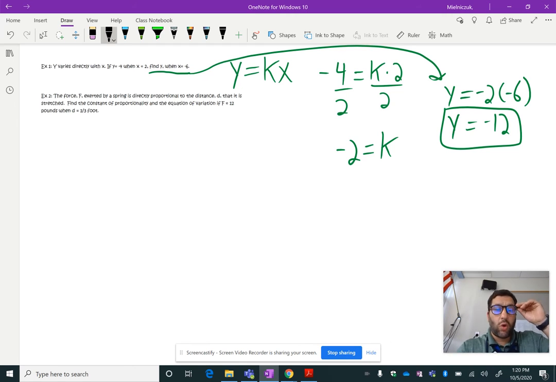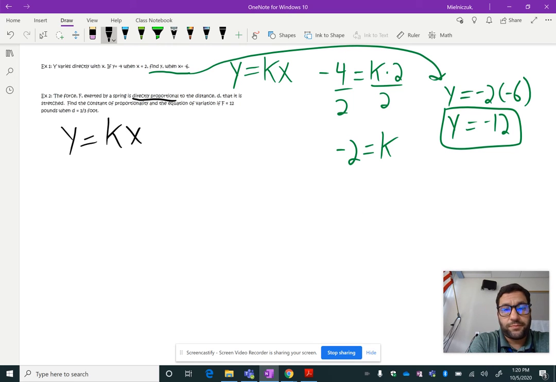So the first thing is don't get scared by the words. Constant of proportionality and the equation of variation are just all fancy ways of saying write an equation in y equals kx. Well, because it said directly proportional, we know it's y equals kx. In this case, maybe I'm doing it wrong because I shouldn't be using y and x. I should be saying F equals k times d.